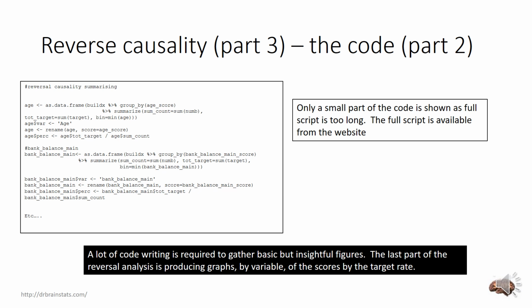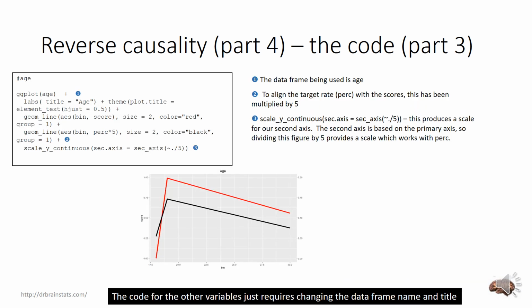Here, we are grouping each variable by its bin, and we're trying to calculate the target rate, and we're going to match that back to the score. So then we can provide a graph that shows how everything behaves. And now our chart. First, for the code, the data frame being used is age. To align the target rate with the scores, this has been multiplied by 5.